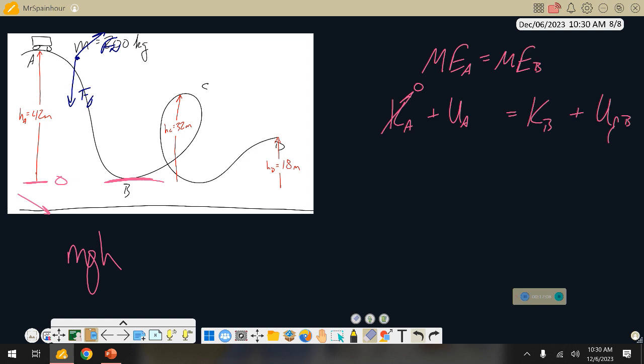Why is KA 0? Because I said it wasn't moving at the beginning. So is KA initial? Well, KA is, yes and no. KA is the kinetic energy at A. The reason why I highlight this is because there is no initial and final here. Energy doesn't care what's happening between two spots.